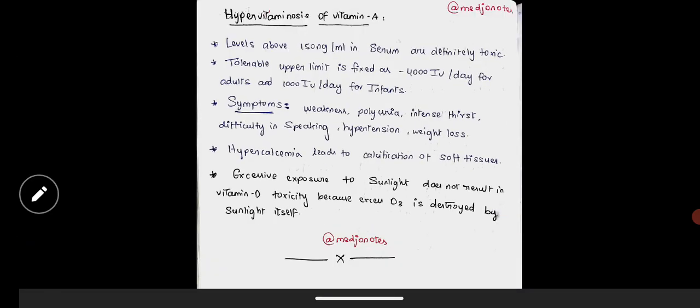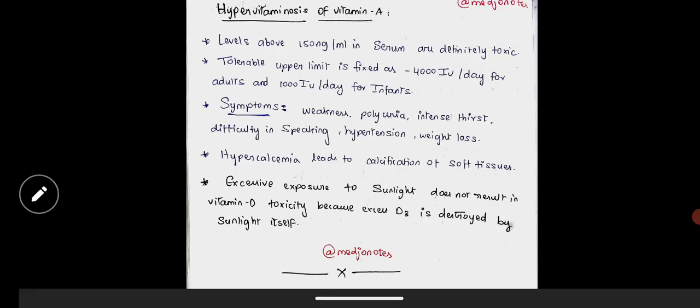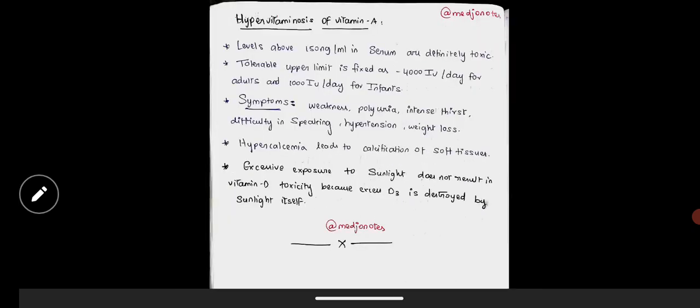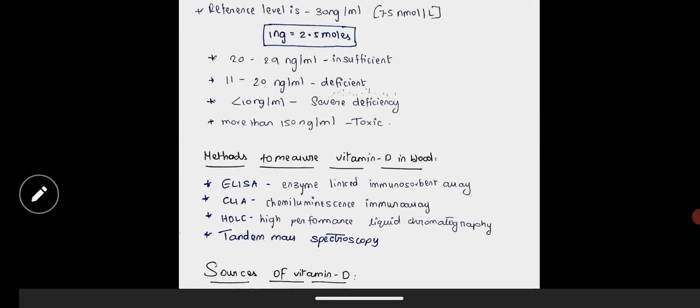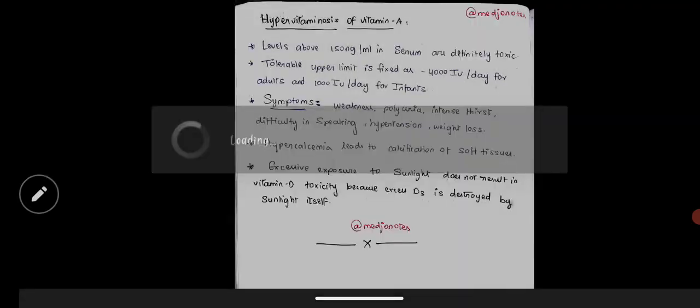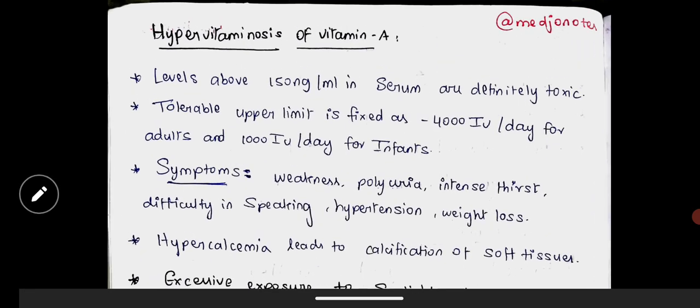Then hypervitaminosis of vitamin A. As we have seen hypervitaminosis of vitamin A, oh my god, I have written it wrong. So this is for vitamin D, right? So please change it. See what silly mistakes I make. Hypervitaminosis of vitamin D, not A, guys. I'm again saying it is hypervitaminosis of vitamin D.